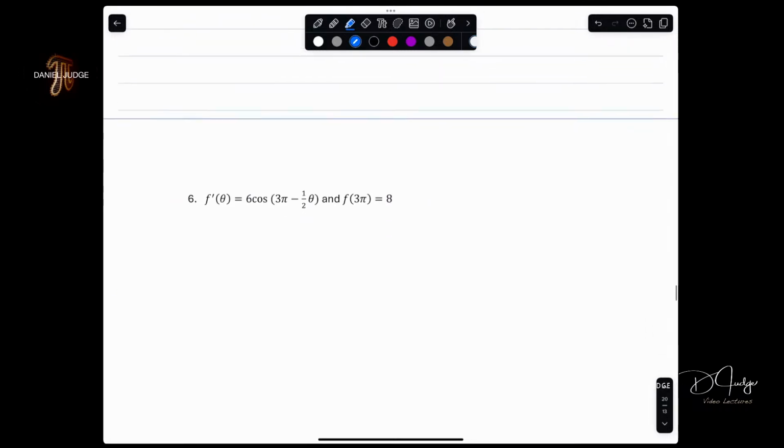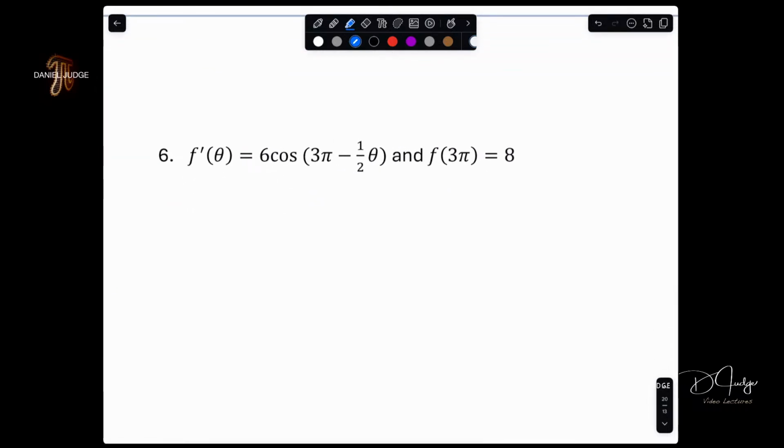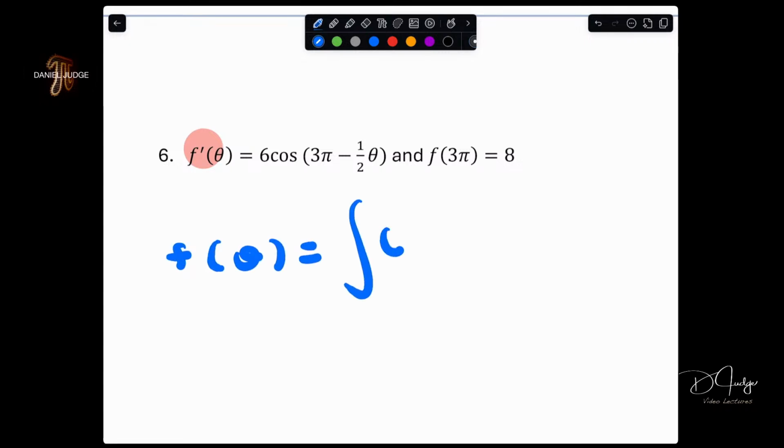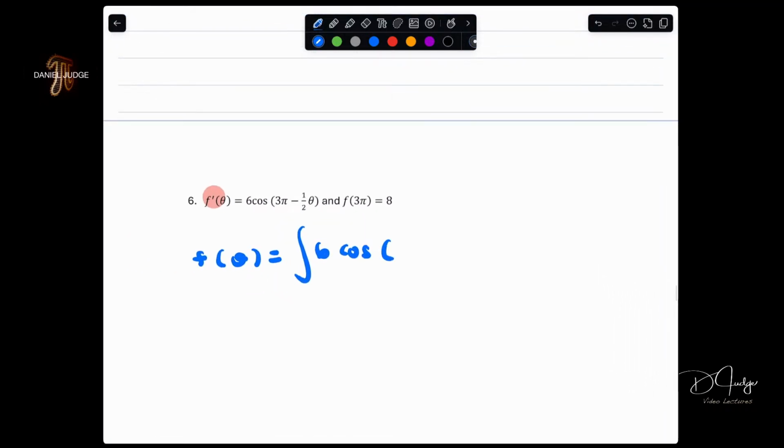Good. Let's look at number 6. It looks like, again, another U sub question. Meaning the variable here is now theta. Okay, they can change that variable to any letter they want. So we'll say f of theta now is the antiderivative of 6 cosine 3 pi minus 1/2 theta. This will be d theta now. And here's our condition here. F of 3 pi is 8.